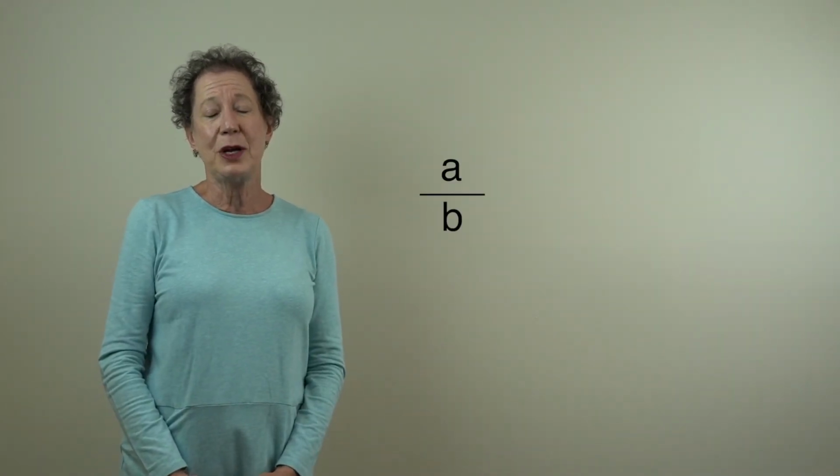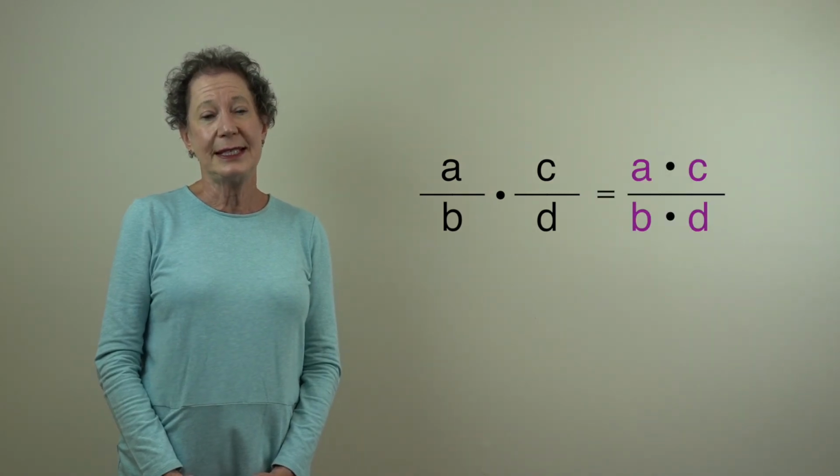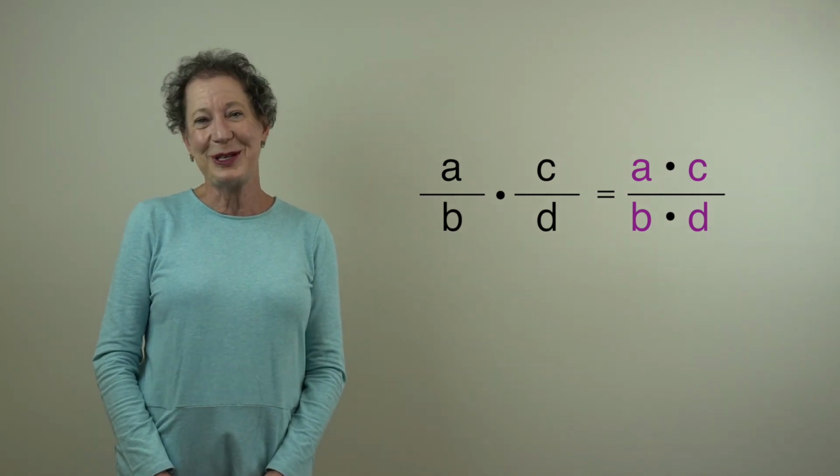In summary, the way to multiply fractions is A over B times C over D equals A times C over B times D. And there you have it, my very brilliant math student.